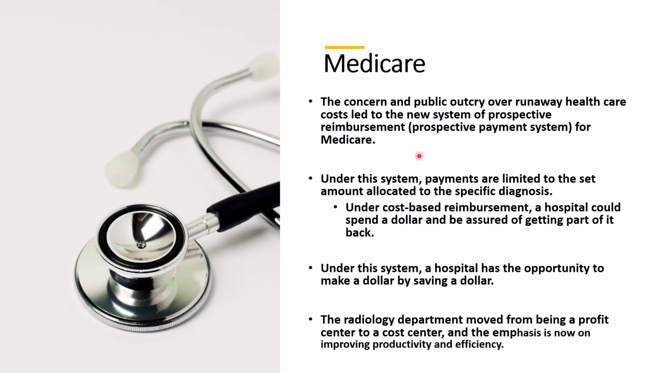So under the old system, payments were limited. Under this system, payments are limited to a set amount allocated to specific diagnoses. This is under the new one. Under the old one, under cost-based reimbursement, a hospital could spend $1 and be assured it was getting part of that dollar back. So it knew that it was going to get some money back. Under the new system, a hospital has the opportunity to make $1 by saving $1.